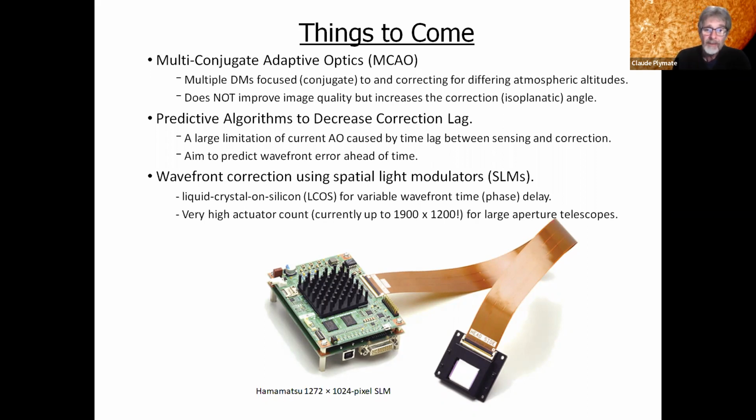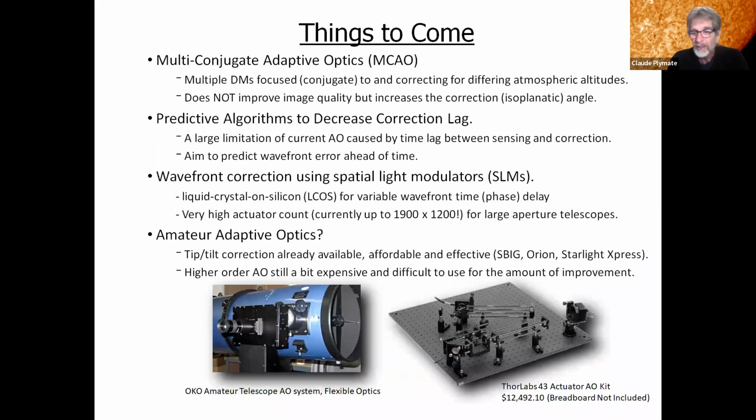And finally, the question that's burning in all your minds is, when can I get this for my backyard telescope? Well, as I've said several times, if you have a reasonable site, your telescope aperture is probably not that much larger than your r0. And a large component of that seeing is likely tip and tilt.